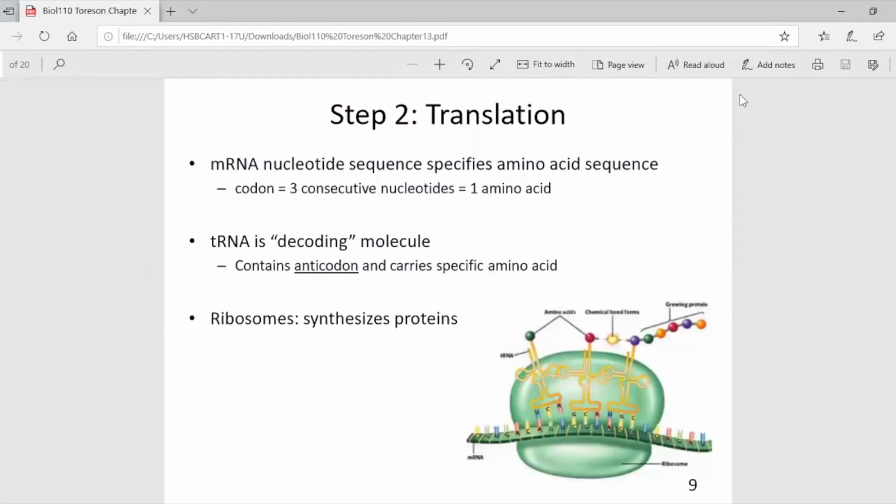The second step of gene expression is translation. This is done by the ribosome, which is this large green blob here on slide 9. The ribosome will translate the language of nucleic acids into the language of proteins. So it will translate the nucleotides into amino acids.